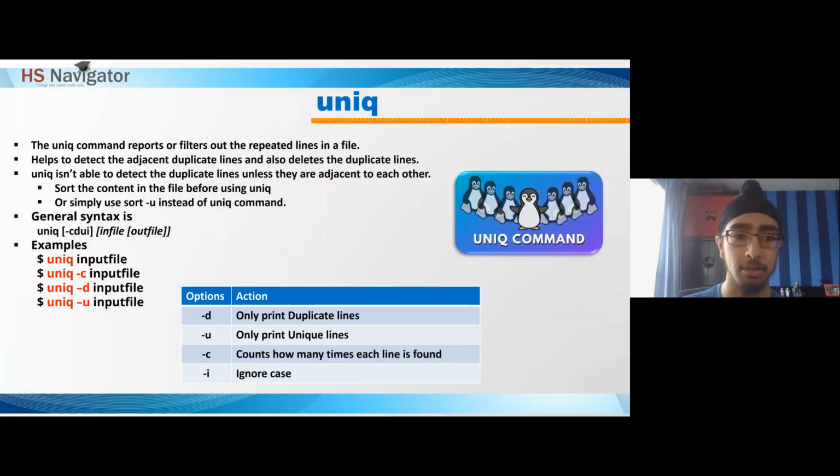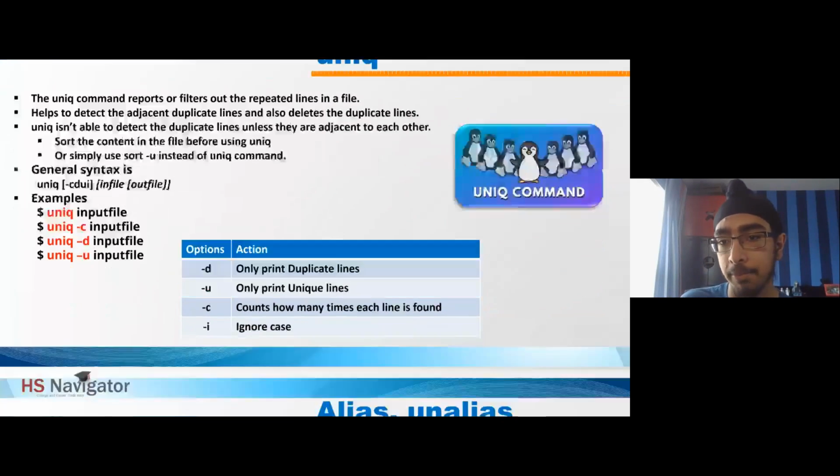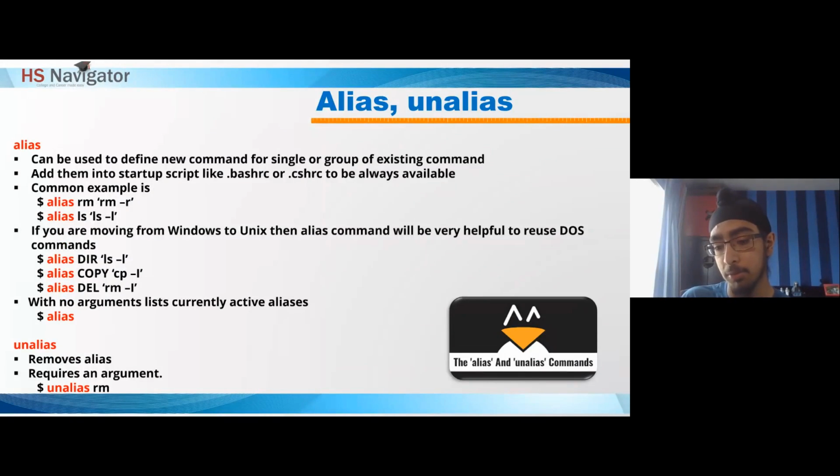But the general syntax is uniq, then whatever modifiers you want to add, then an input file, and then into an output file if you want. So you can do uniq input file and by default it'll only print the unique lines in that file. uniq -c counts how many times each line is found. -d only prints the duplicate lines, so instead of printing the unique lines, it'll only print the ones that are repeated. -u is like the default, and -i is ignore case, because like I said before, by default, Unix is pretty case sensitive.